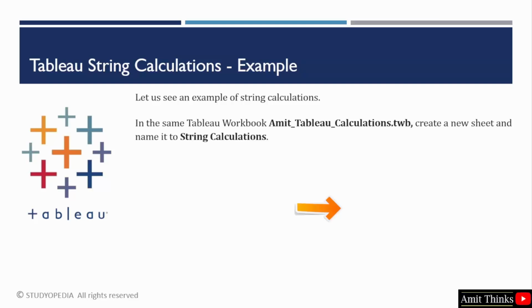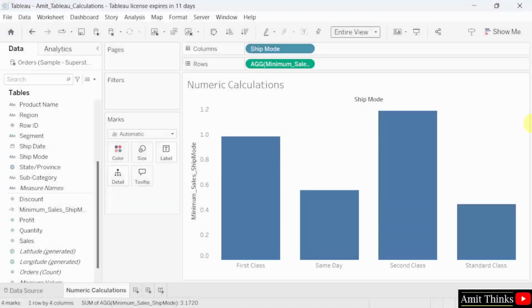Now let us see an example of string calculations. In the same workbook which we saw under numeric calculations, we will add a new sheet and name it string calculations. Now we will implement the string methods or calculations on Tableau. So this was a Tableau. Let us create a new worksheet. Click here.